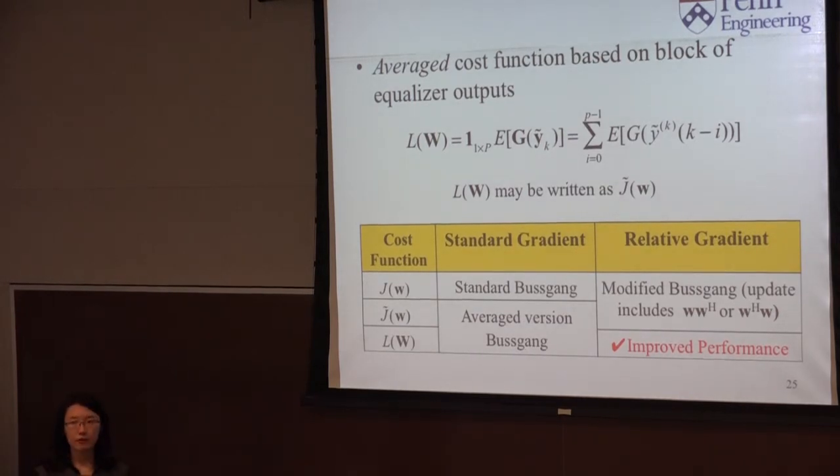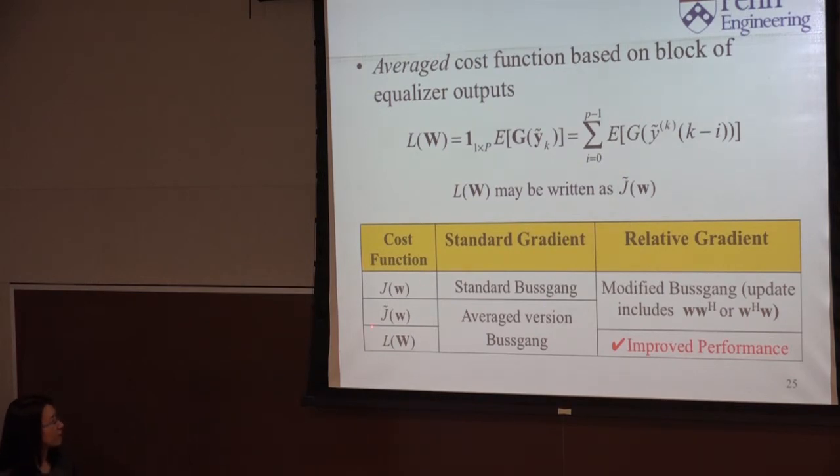So now, since we already have a block of equalizer outputs, we could explore the constellation property of each of them. And now we can define an average cost function, which is a summation of them. That means the summation of the original Godard type cost function, right? And that would be a function of the matrix W. And since matrix W here contains the equalizer vector in each row, that could also equivalently be another function of the equalizer vector. So now we have three versions of the cost function.